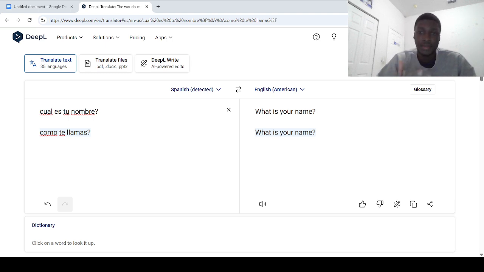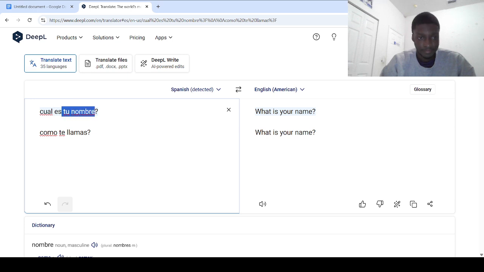Now let's break down each of these sentences. So the first one, ¿Cuál? ¿Cuál typically means which, right? In this context, it's better translated to what. So what? Es is a conjugation of the verb ser, to be. So in this context, it means is, conjugated to agree with a nombre.